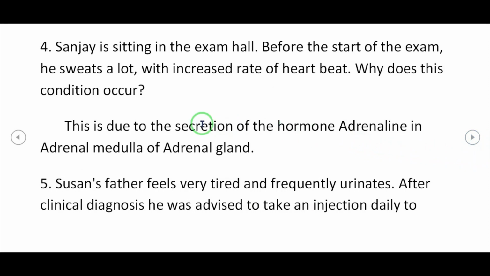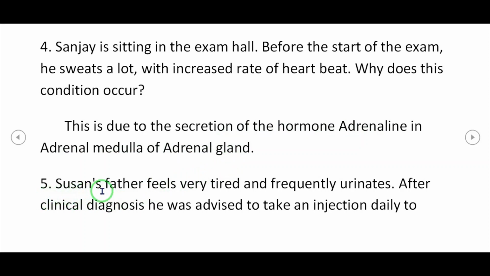Next one, fourth question. Sanjay is sitting in the exam hall. Before the start of the exam, he sweats a lot with increased rate of heartbeat. Why does this condition occur? This is due to the secretion of hormone adrenaline in the adrenal medulla of the adrenal gland.